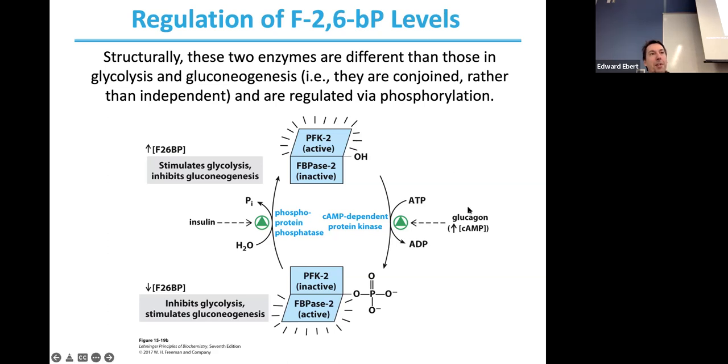On the other hand, if we are at a low energy state, one of the hormones that we see for low glucose levels, that kind of stimulates hunger as well, is glucagon, which is going to result in increased levels of cyclic AMP, which is going to cause ATP to be used to phosphorylate this enzyme, which means we will stop producing fructose 2,6-bisphosphate. We'll turn off the PFK2 and we'll turn on the fructose bisphosphatase 2 and convert that back into fructose 6-phosphate.